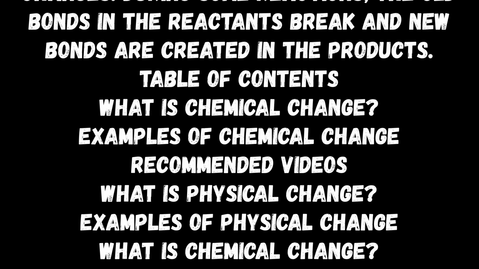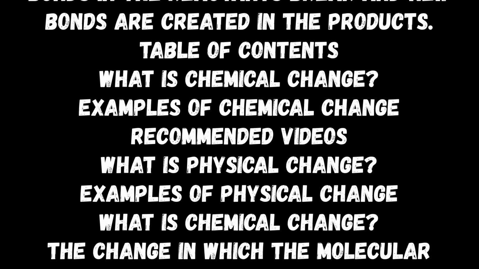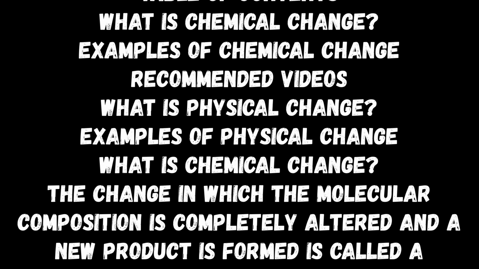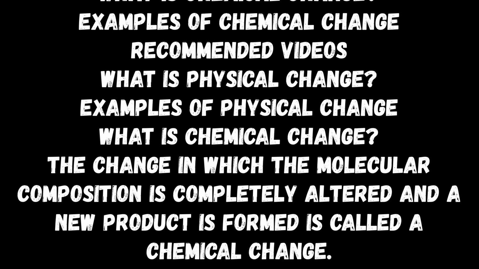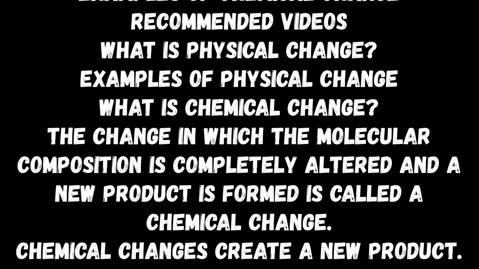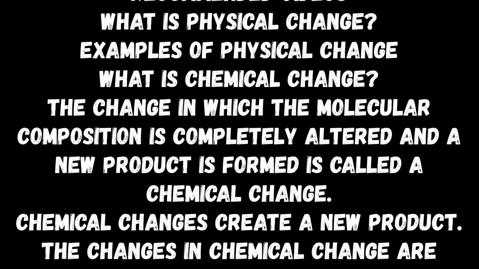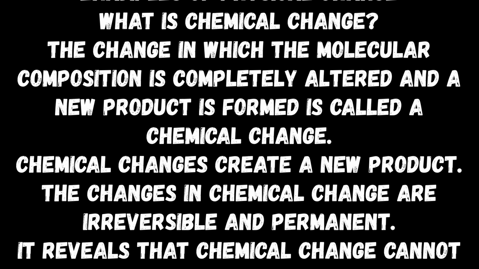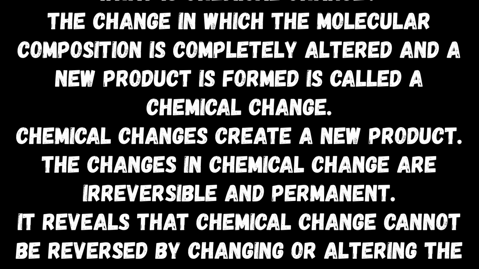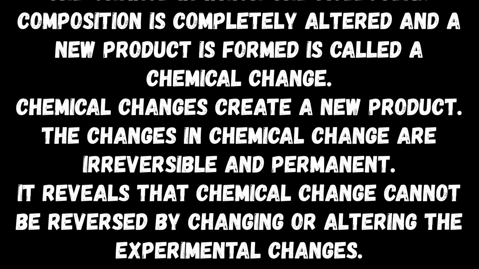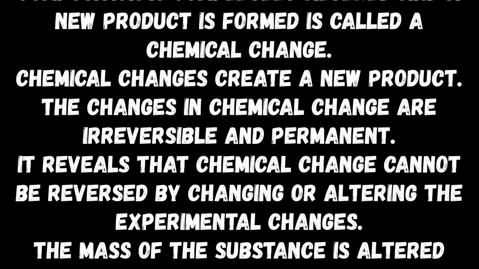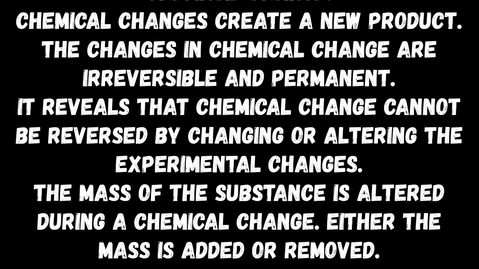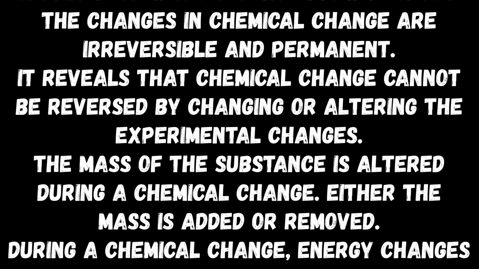What is chemical change? The change in which the molecular composition is completely altered and a new product is formed is called a chemical change. Chemical changes create a new product. The changes in chemical change are irreversible and permanent. It reveals that chemical change cannot be reversed by changing or altering the experimental conditions. The mass of the substance is altered during a chemical change. Either the mass is added or removed.